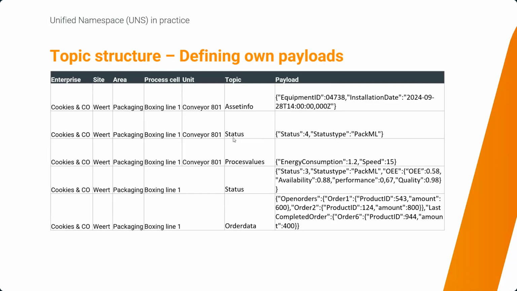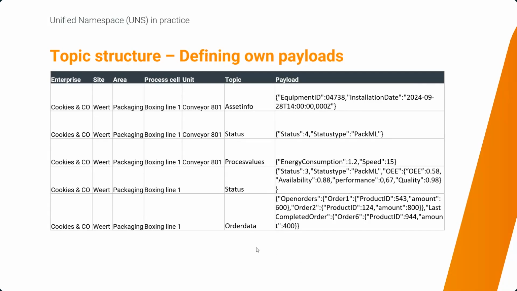For instance, on status, we show the status, but we also add the status type, which is PackML, for instance. Or on process values, we have the energy consumption and the speed combined into one topic. In this case, you of course get fewer topics or tags within Ignition, and you combine all the data. Of course, the data is packed in a JSON, which you need to unpack again. So you need more logic on the producer and on the consumer side in order to do something with this data. However, you remain more flexible.